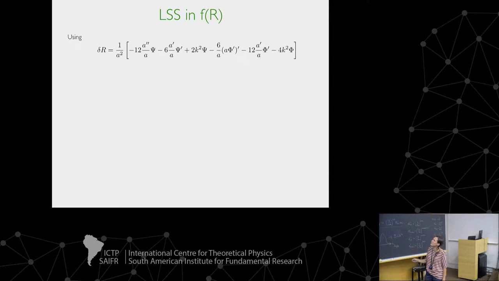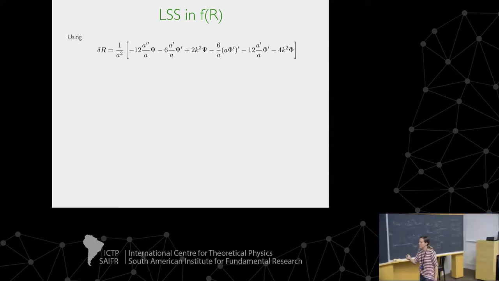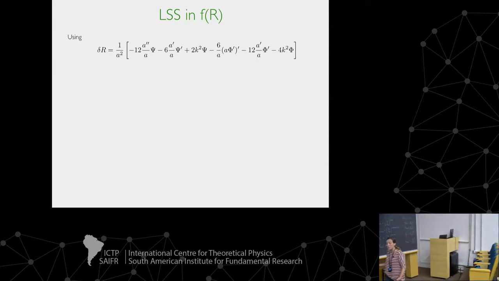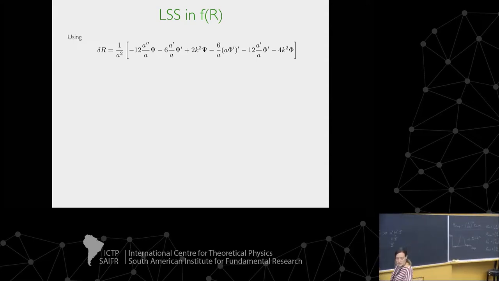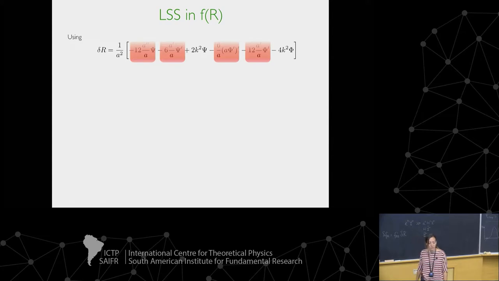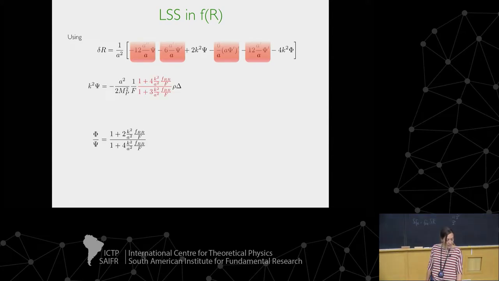Here primes are conformal derivatives with respect to conformal time. And this is the general expression. If you need it, take it from a textbook, because for sure I will have some typo. But that's more or less the general expression of δR. What I want is to work in the quasi-static regime, so I'm going to drop all those derivatives, and it's a very simple expression. And that makes the equations that I showed before very simple.